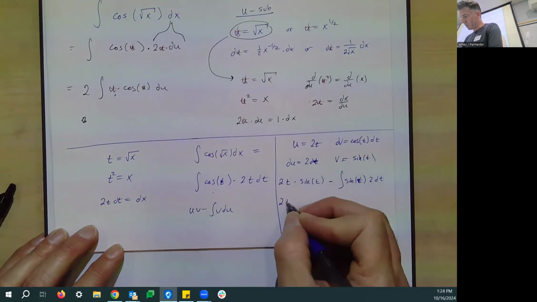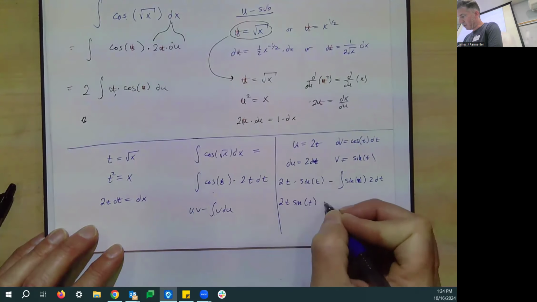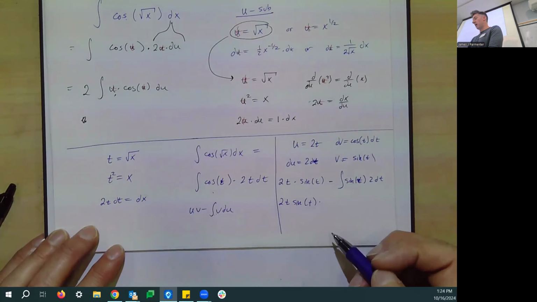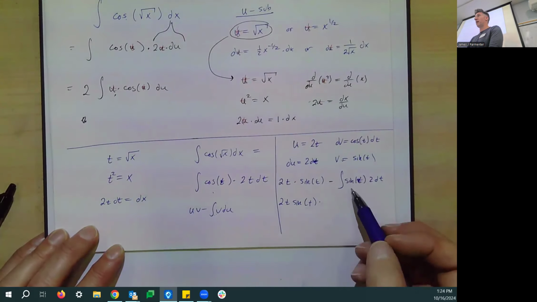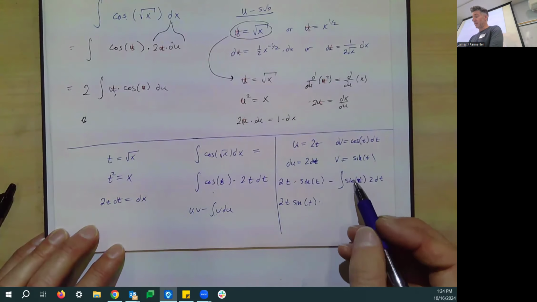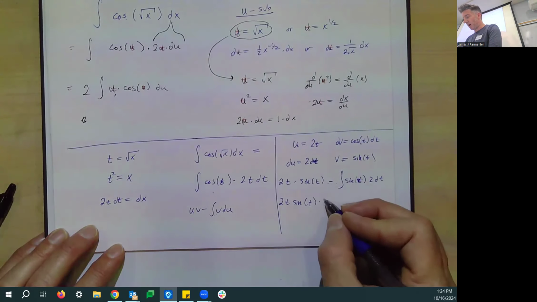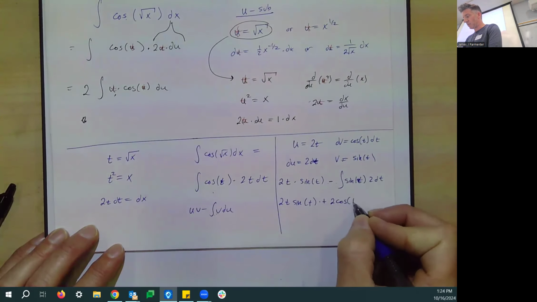We're going to get 2t sine of t. And then before I write a minus sign, I know that the antiderivative of sine is negative cosine. So I'm going to get negative 2 cosine. So that's positive 2 cosine of t plus c.